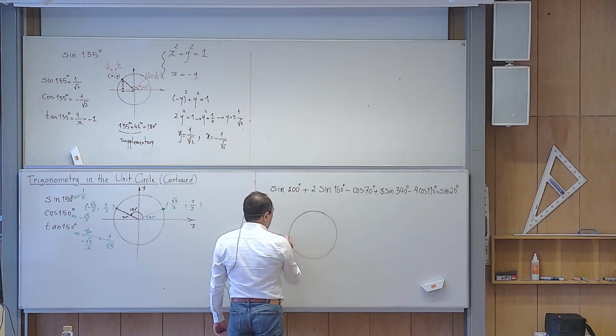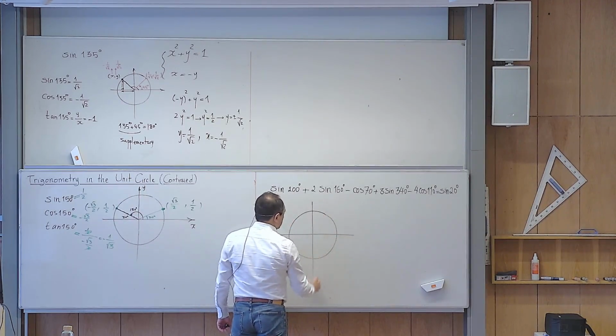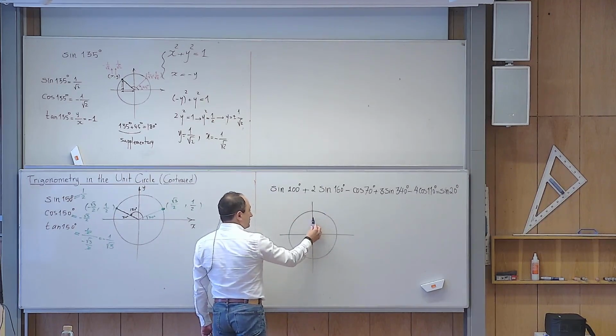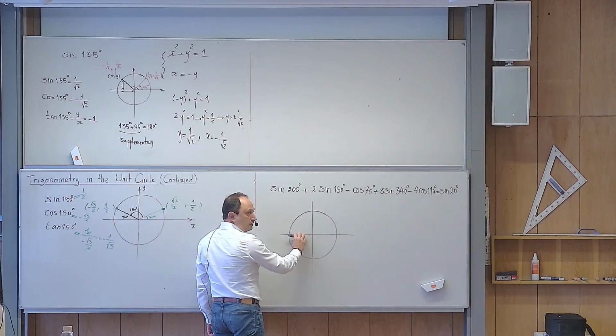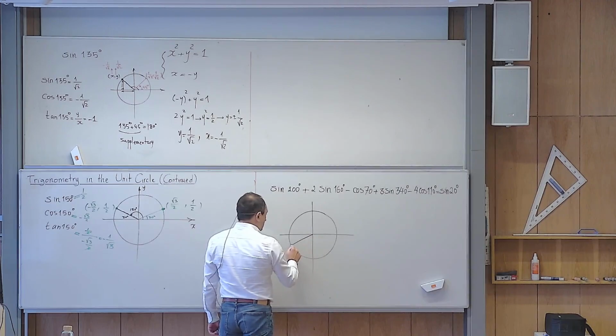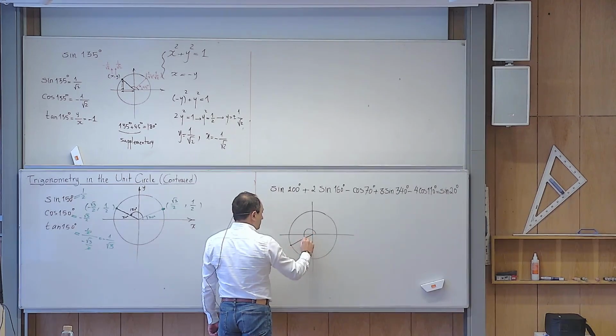Okay, so I draw the unit circle here. And then you say 200 degrees. So I start from here, up to here is 90 degrees, up to here is 180 degrees. So I have to continue a little bit more. Yes, so let us say this is 200 degrees.